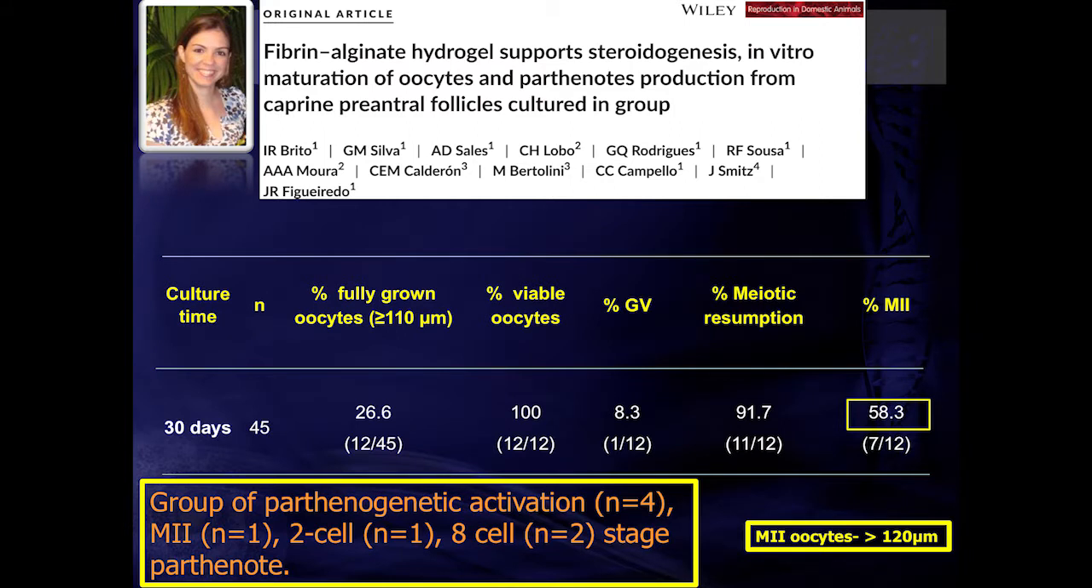And when we cultured these follicles for 30 days in fibrin alginate, we succeeded in producing a metaphase 2 rate similar to the in vivo grown oocytes. And we also produced a few embryos after parthenogenetic activation of metaphase 2 oocytes.